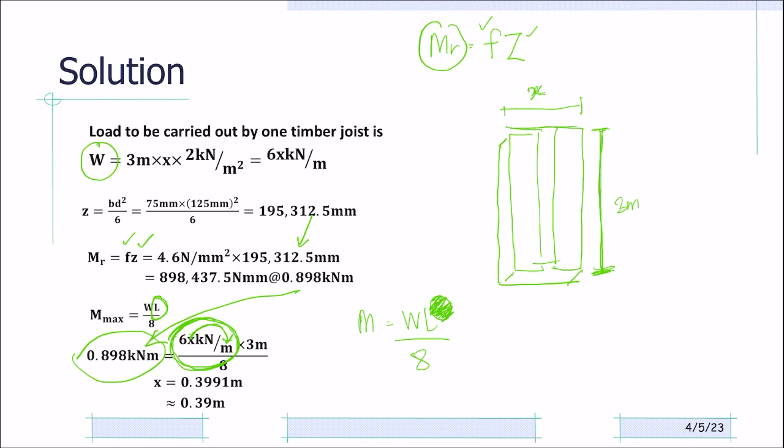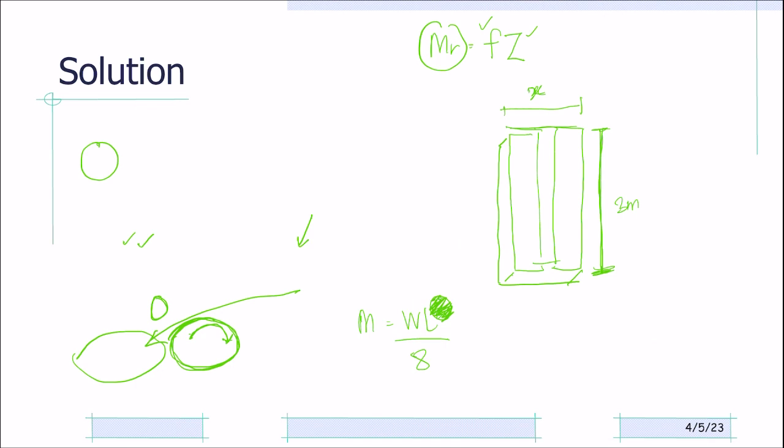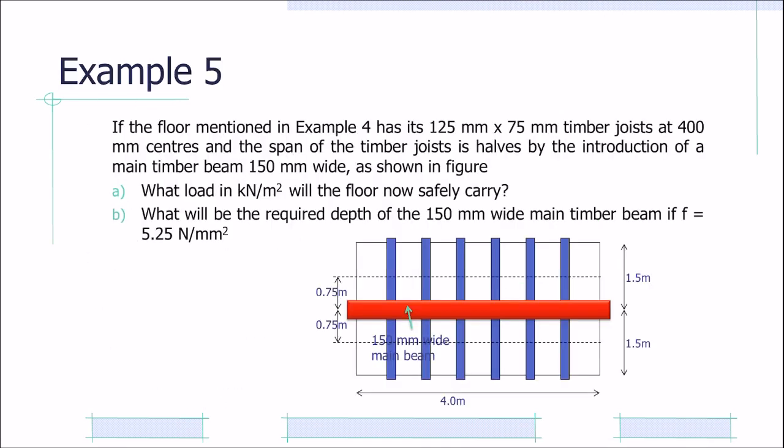Okay, done. So this is for question example 4. Next, we go to example 5. For example 5, if the floor mentioned in example 4 has its 125 mm times 75 mm timber joist at 400 mm centers, and the span of the timber joist is halved by the introduction of the main timber 150 mm wide as shown in figure.